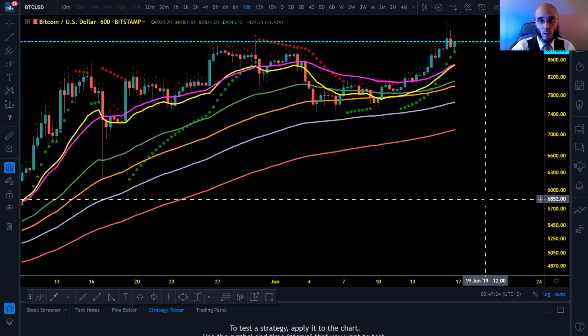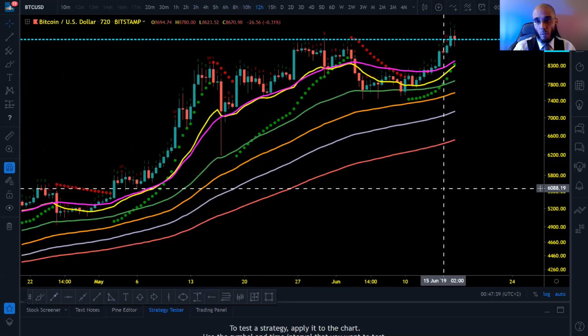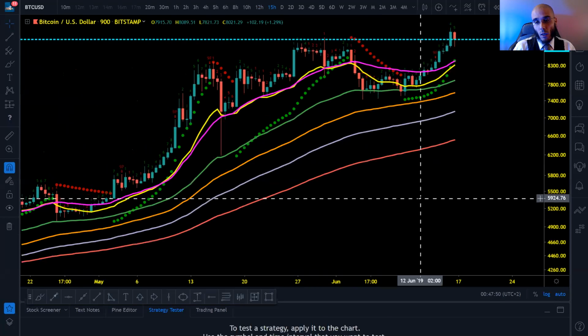On the 12 hour chart, you're on a 2 up without confirmation. 15 hour chart, you are on a 5 up with confirmation.